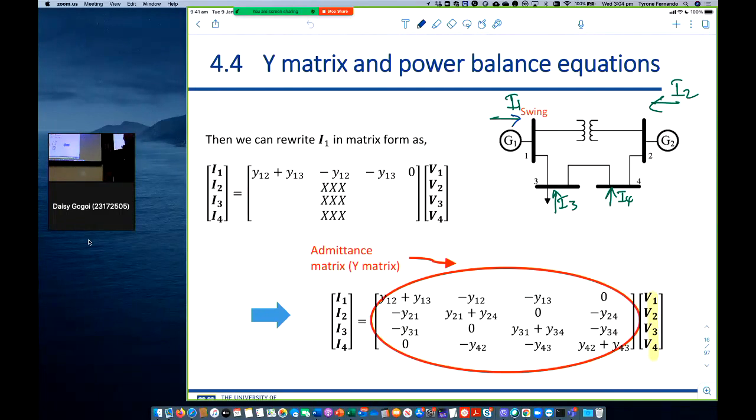We've written this equation in matrix form, which states that the currents I1, I2, I3, I4 are equal to the admittance matrix Y multiplied by the voltage vector V1, V2, V3, V4. When we are looking at an equation like this, we have to be really clear what those symbols actually mean. V1, V2, V3, V4 are the voltages at the various nodes. What are I1, I2, I3, I4? They are the current injections into the nodes.